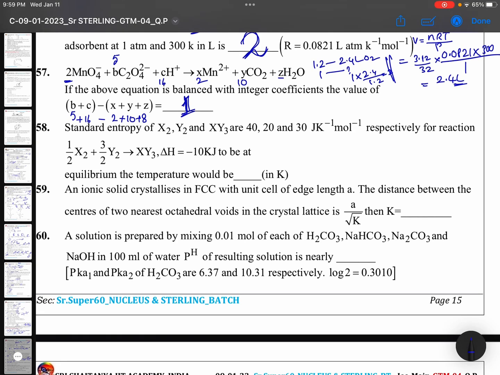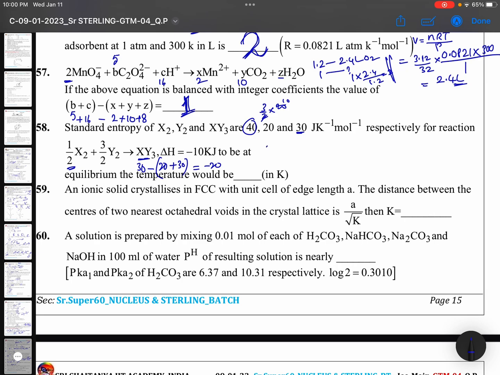Standard entropy of X2, Y2, XY3 respectively is... XY3, 1 mole, is 30. Products minus reactants. Half X2, X2 is given 40, so half X2 will be 20, plus 3 by 2 Y2, Y2 is 20, so it is 30. So this is going to be minus 20.